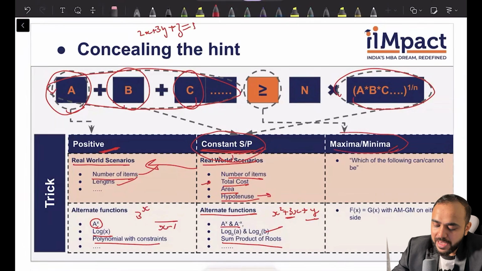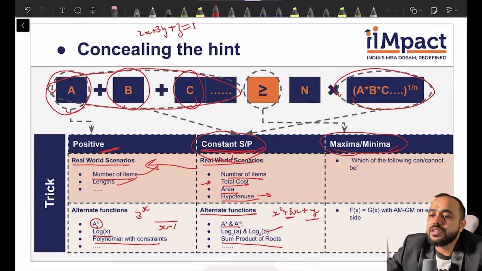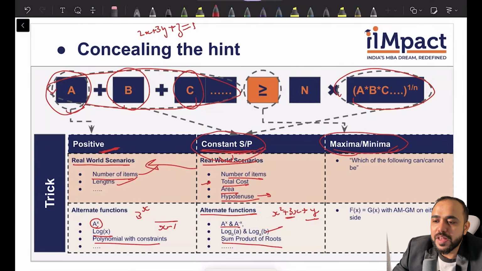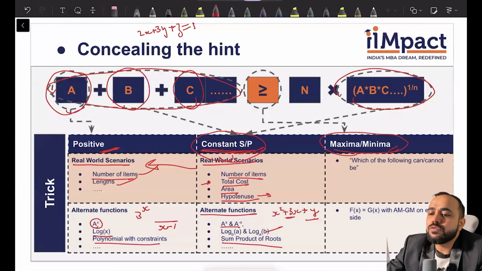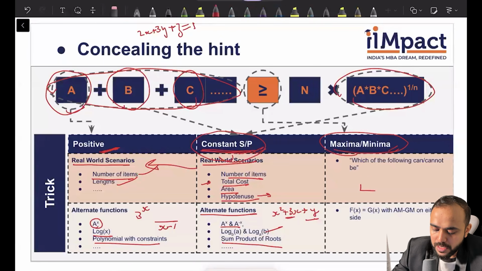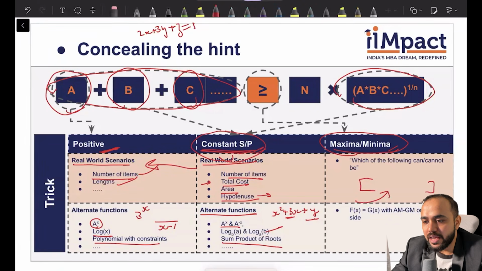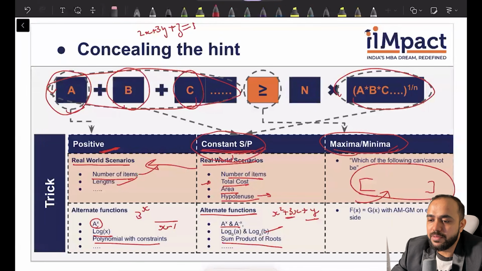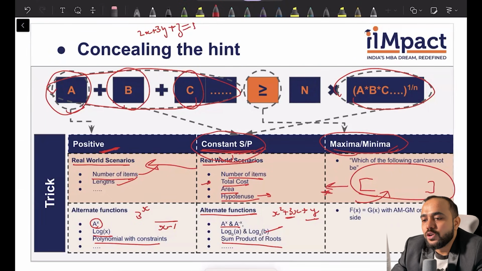The final thing, the maxima minima, is generally something they can't really hide, apart from these two situations. Which of the following can or cannot be one of the solutions? So instead of outrightly asking what is the maximum value of this or what is the minimum value of this, they ask you which of the following cannot be the value of this. And then it depends on you that boss, the answer would be a range which I can find using AMGM. And if I do that, then whichever value is outside my range is not going to be part of my answer.